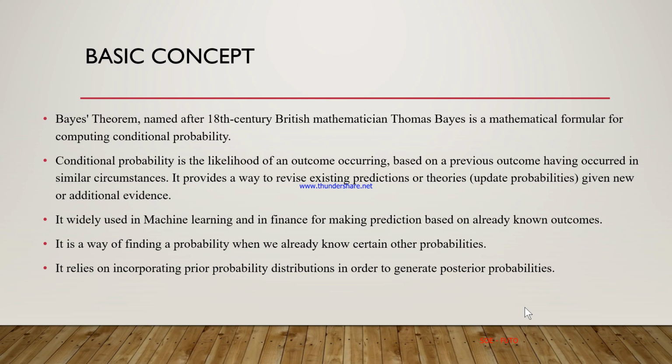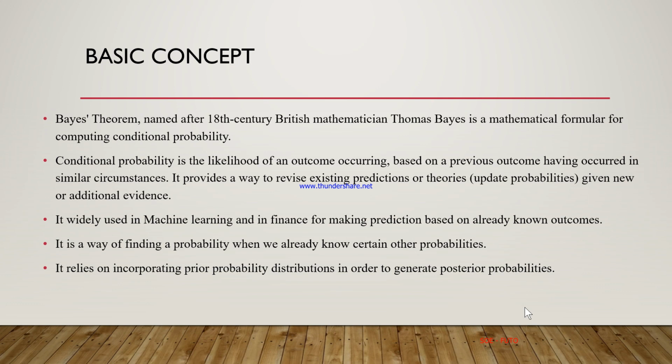So conditional probability on its own is the calculation of the likelihood of an event occurring based on previous events having occurred in a similar circumstance. It gives us a way of calculating or updating our probabilities, given that we have additional evidence. It is a way of finding a probability when we already know certain other probabilities.